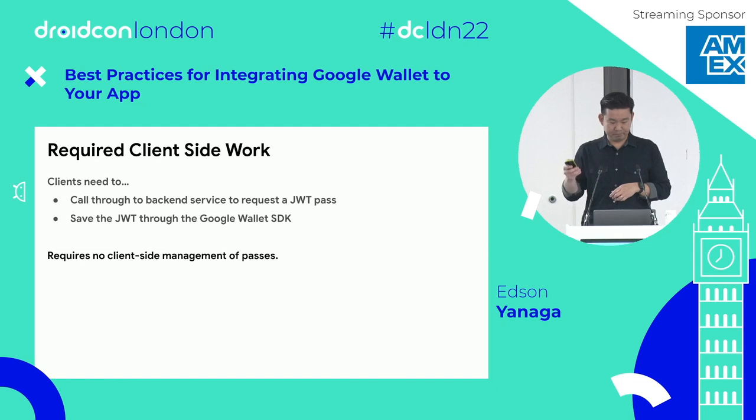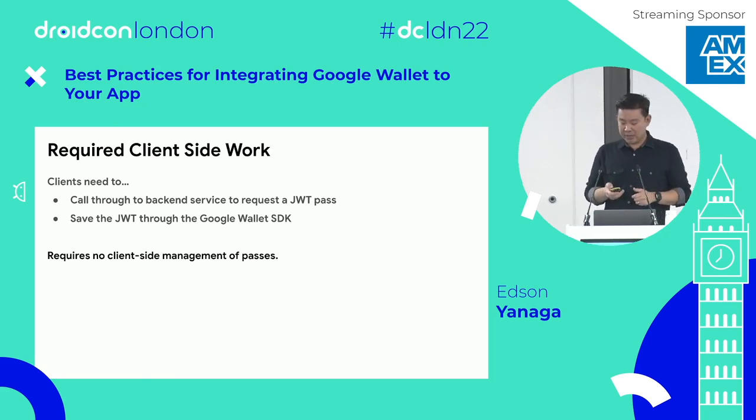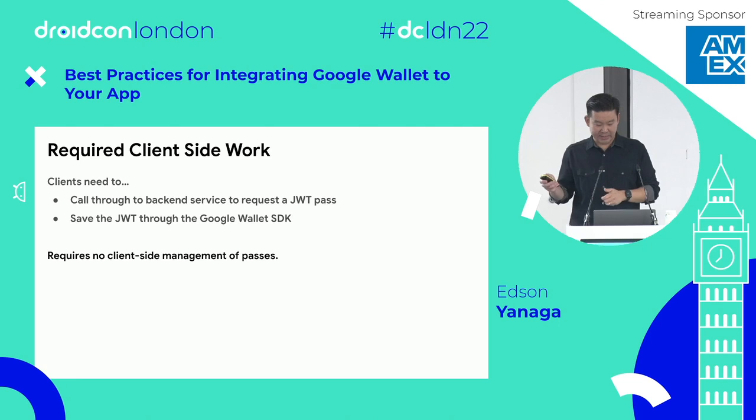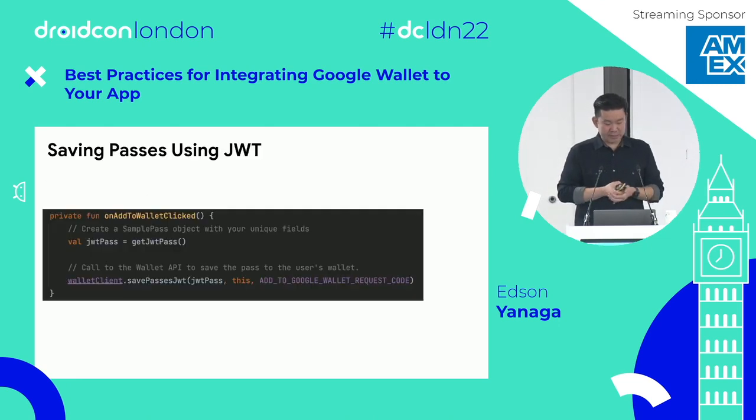You just have to show that to your user. Cool. So using this approach, the client only needs to call the backend service to generate the pass and save it with the appropriate methods of the Google Wallet SDK. Here's a sample. Instead of having all of that particular code generated in JSON, I just call get JWT pass. And by the way, all of this code is going to be provided later on GitHub. You generate the pass on the server side, get the string that is returned, and add it to your Google Wallet.